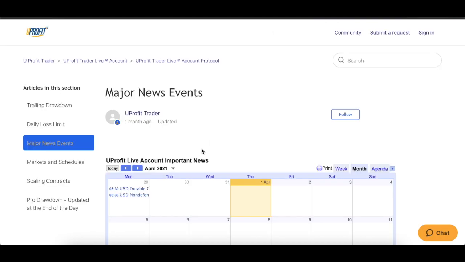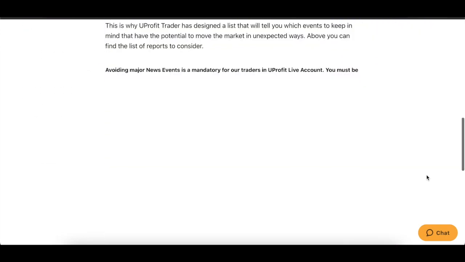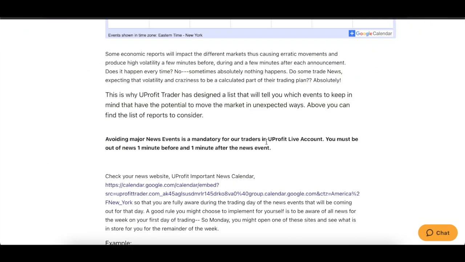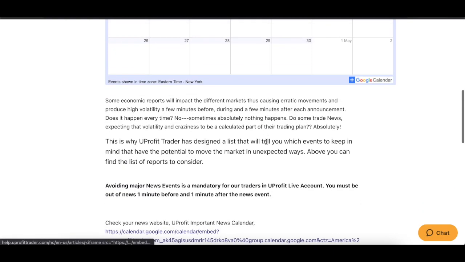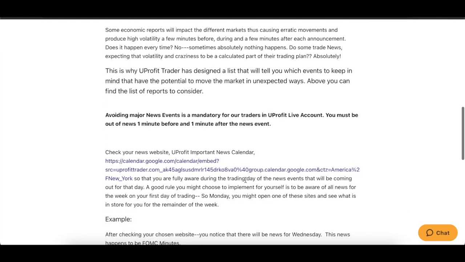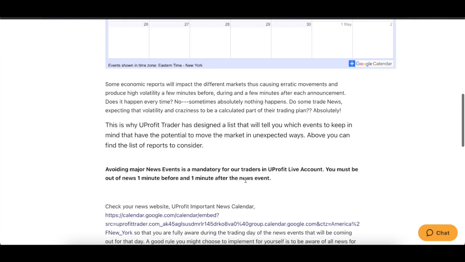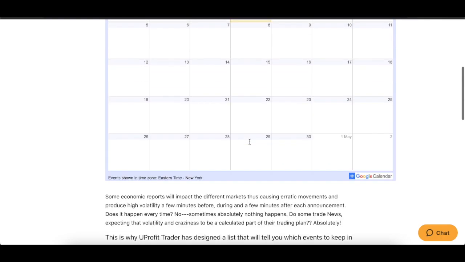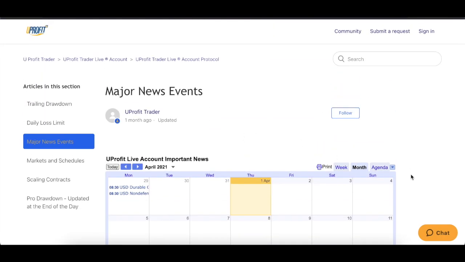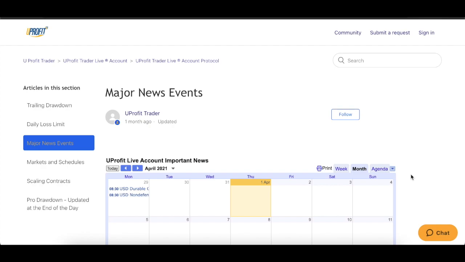There you go. Major news, so they have the calendar on here. Basically, once you're funded, you can't trade into major news reports. So again, these are the funded rules that I'm looking at right here. I can't remember if during the evaluation phase you had to be flat during news events. Honestly, I would just be flat during news events regardless, whether you're allowed to or not. Personal preference, again, if that's your thing, hey, maybe you like trading the news, come read the specifics. Again, this is just the rule for the live account.